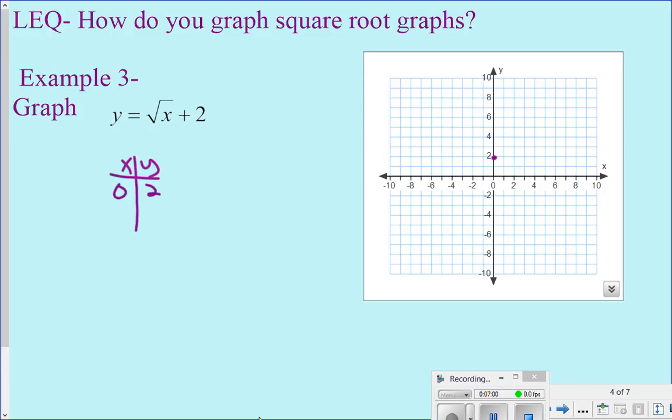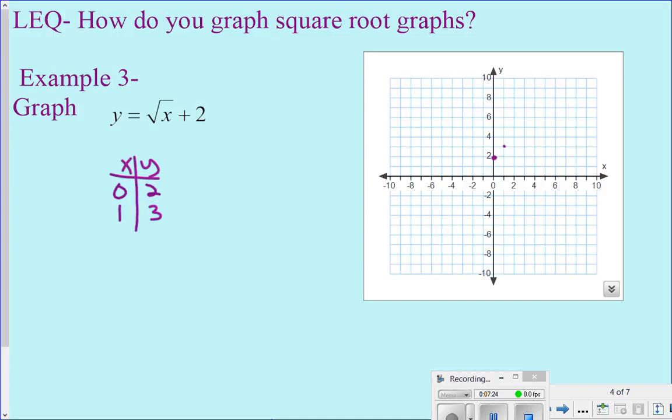So I'm going to pick some values, again, that I can very easily take the square root of. So 1 sounds good. The square root of 1 is 1 plus 2 is 3. 1, 3 right there. Now, you need the vertex. When you're graphing square root graphs, you need the vertex and then 2 other points. So I need one more point here because I already have the vertex and 1 point. I need a second point.